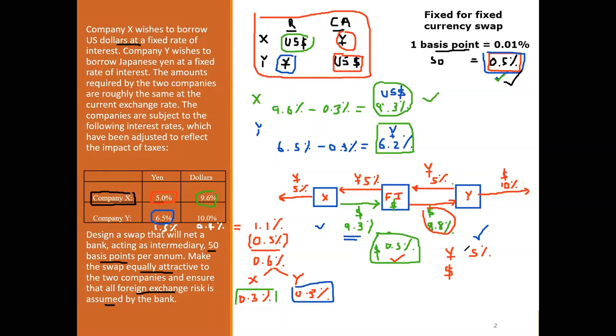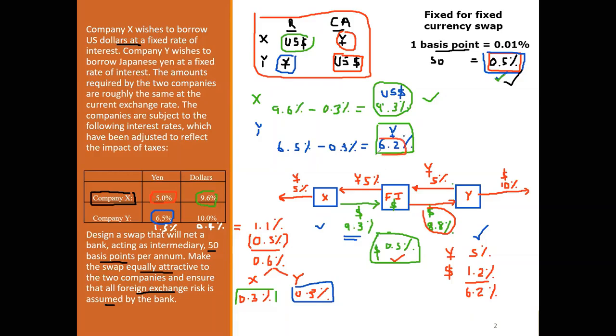If that's the case, yes, it would be 1.2%. Since we are looking at a cost, we take it directly as a positive value, because here we are considering a cost, not a return. So 5% cost in yen and 1.2% cost in dollars. So the ultimate cost to Y is how much? 6.2%. So that's what we got over here.